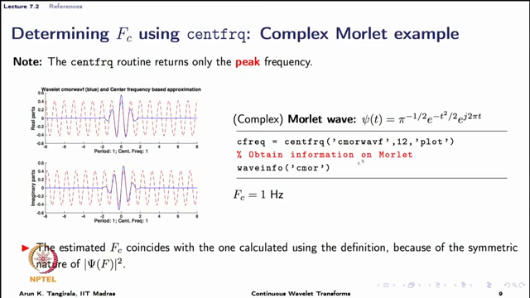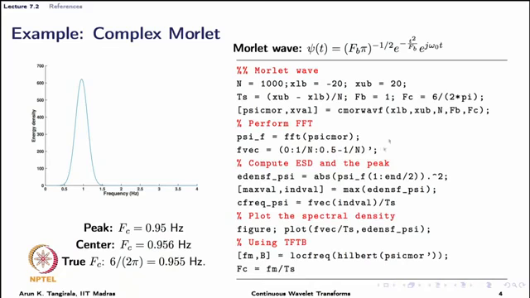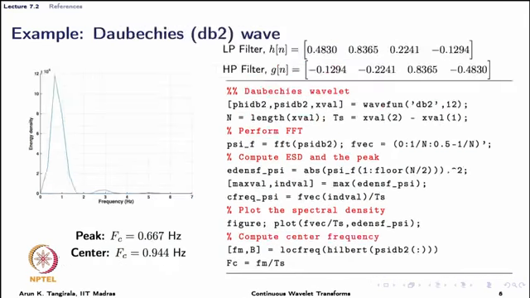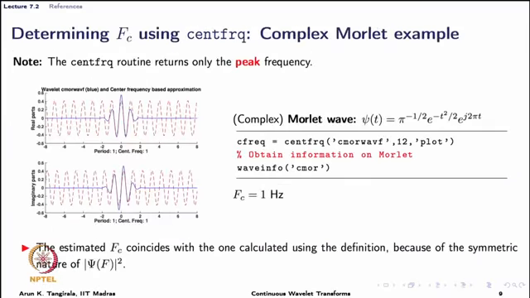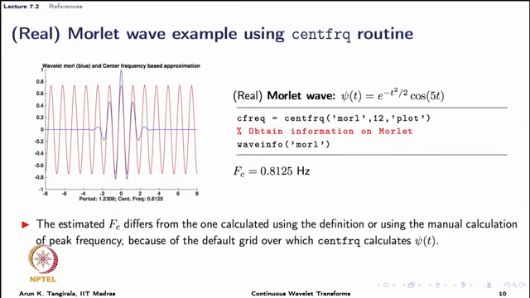That is, I am not showing you what you would get with the definition, but if you set the parameters Fc equals 1 and Fb equals 1 in the previous example that I showed you and run the result, that is a complex Morlet wave, through the LOCFREQ, you will get the center frequency as 1. So, they both coincide. Remember, the peak frequency calculated by the CENTFRQ and the center frequency calculated by LOCFREQ will coincide because energy density is symmetric in frequency.